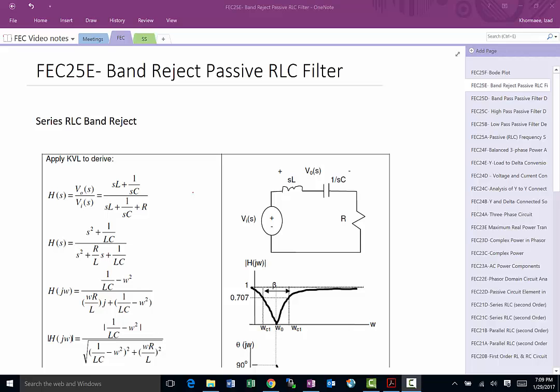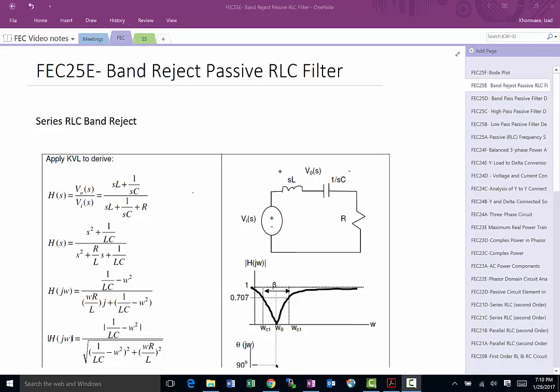In this video, we're going to talk about band reject passive RLC circuit filters. We've talked about low pass filter, high pass filter, and band pass filter, and this is the last core type filter. There's four. We've already talked about three of them, so band reject is the last core or basic type filter we're going to talk about.